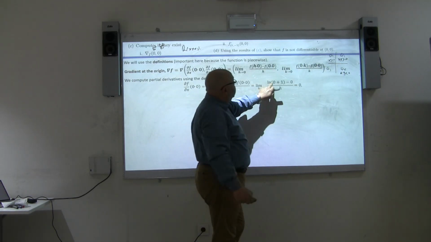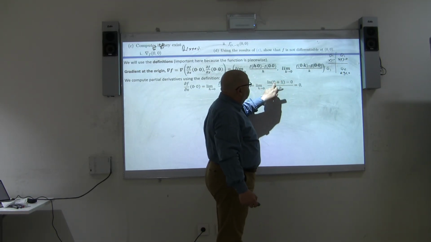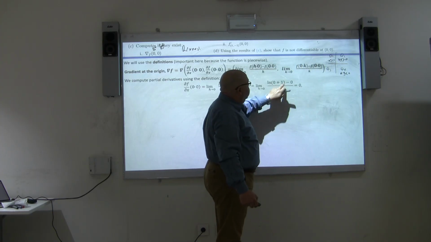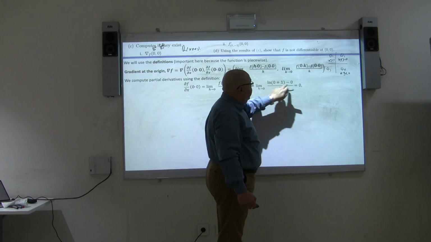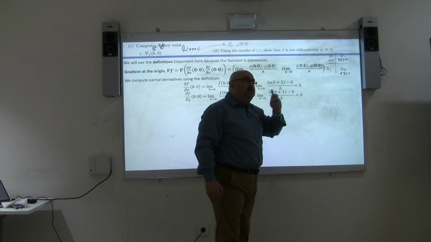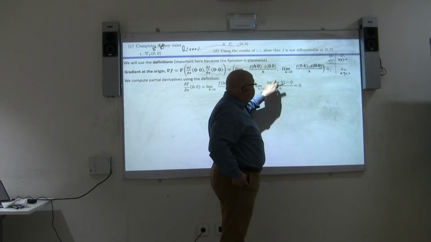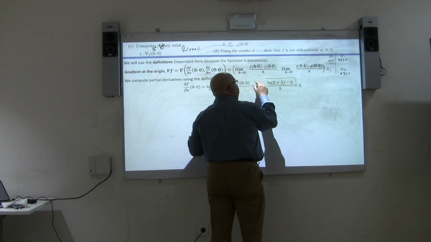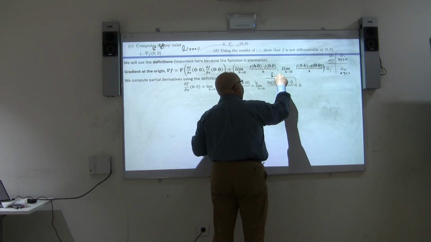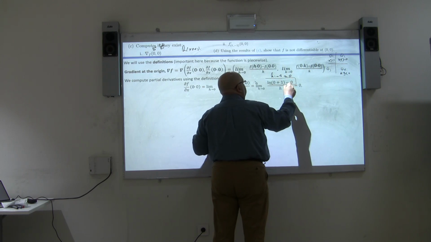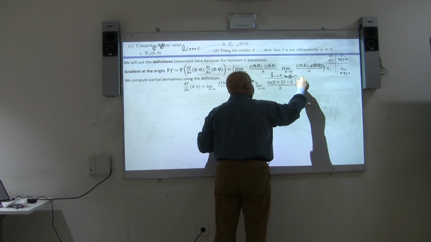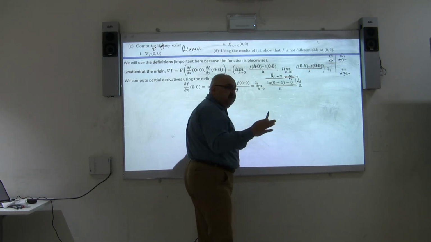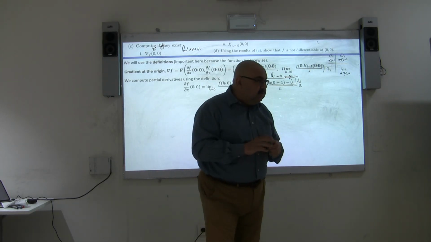It's going to be ln(0 + 1), which is ln 1, minus 0 over h, which means you will have 0 over h, which is 0. That's the direct result before even applying the limit. It's going to be ln 1 minus 0, which is 0, divided by h, which is equal to 0 without even approaching the limit. You understand what I'm saying?